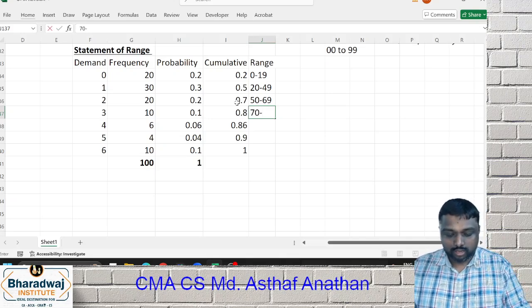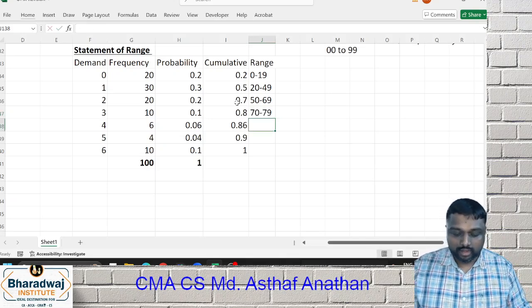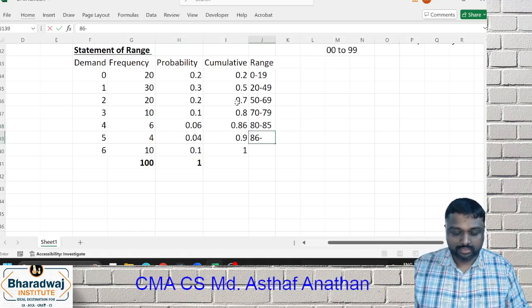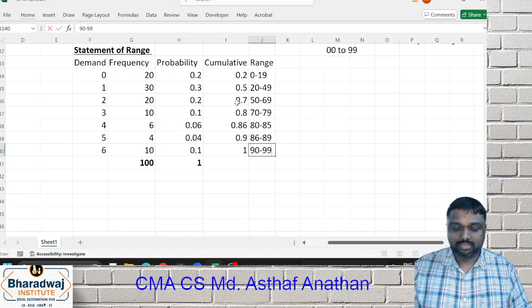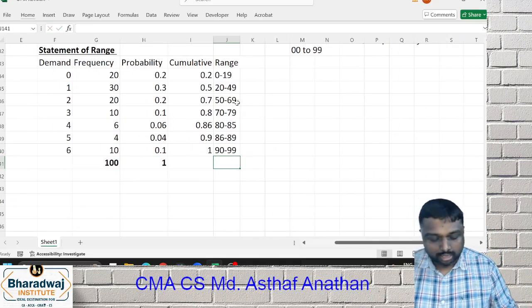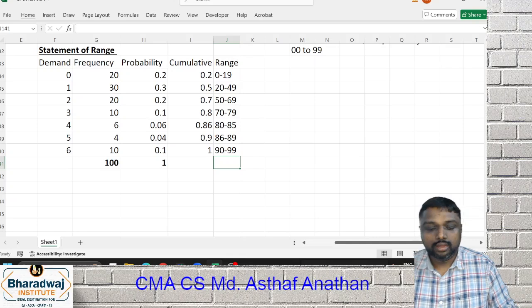Again reduce 1, you have to take 79. Now you will get 80. You can go for 85. Then you can go for 86, 89, then you have 90, 99. How interesting, friends. So this is how you have to go for range. How easy, friends. Please take your own time and complete.